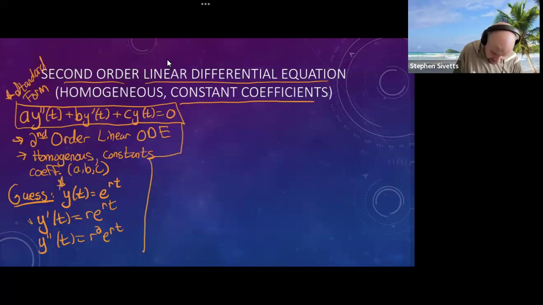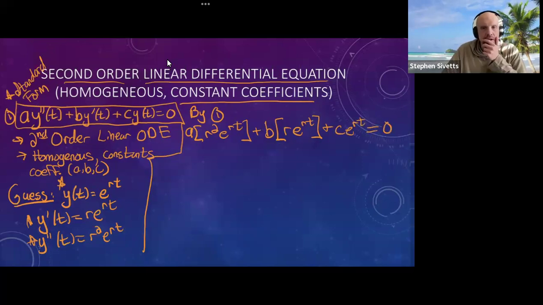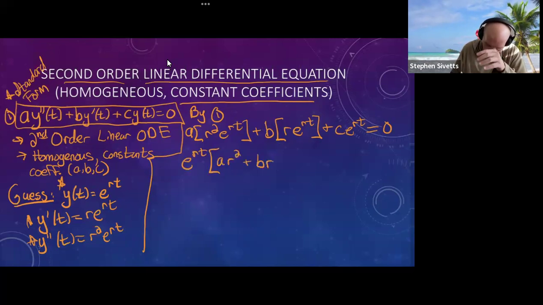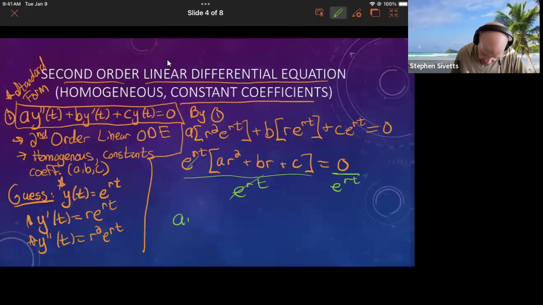So if we plug these functions into the differential equation, we'll have a times y double prime of t, which is r squared e to the rt, plus b times y prime of t, which is r times e to the rt, plus little c times e to the rt equals 0. We can factor out e to the rt on the left-hand side, so we'll have e to the rt times ar squared plus br plus c equals 0. E to the rt is never 0, so we can divide both sides by e to the rt. So we'll have a times r squared plus br plus c equals 0.